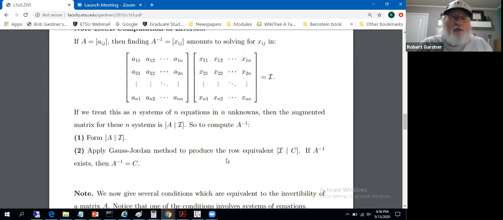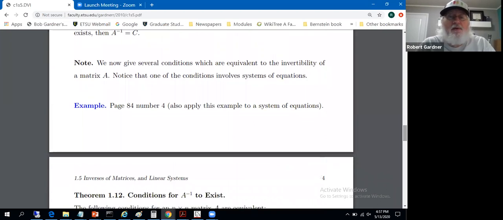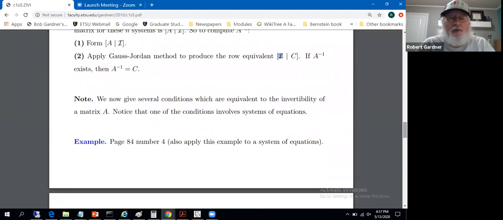Something went wrong involving reducing A down to the identity. That's where things would go wrong. A is not row equivalent to the identity. All right, let's actually find an inverse and use it to solve a system of equations. Maybe we'll take a little break in this section.